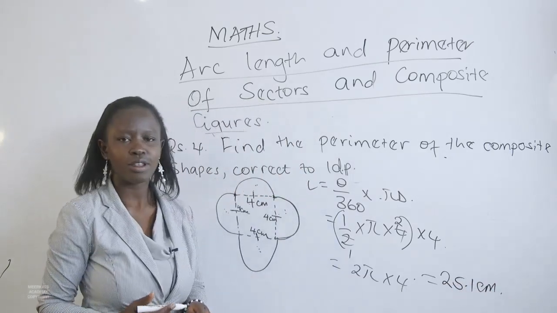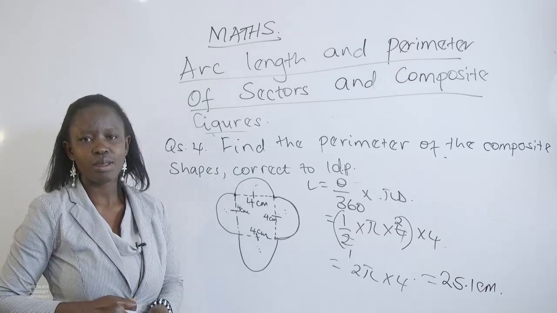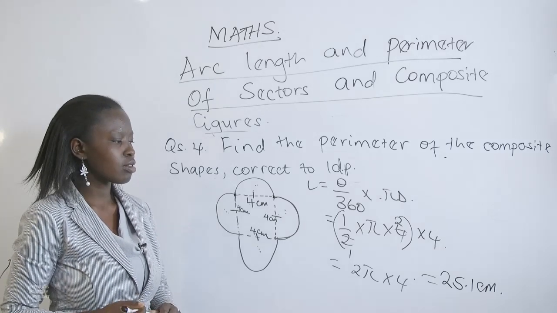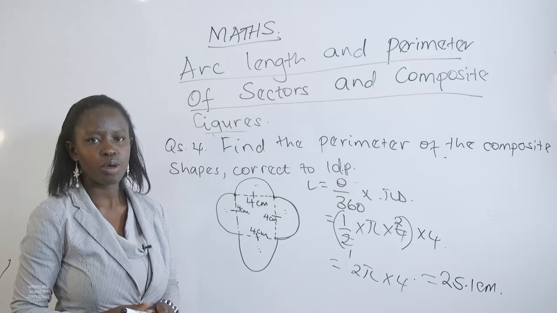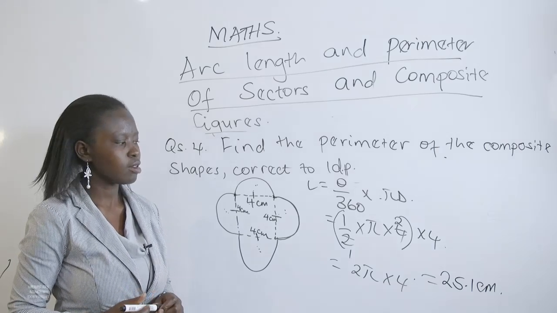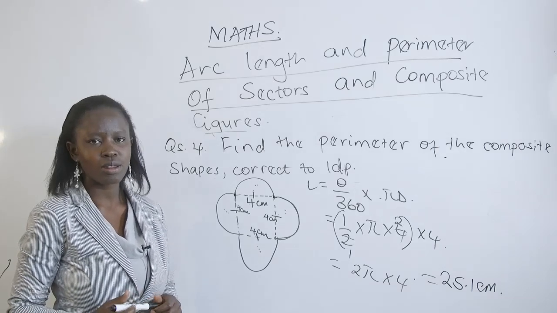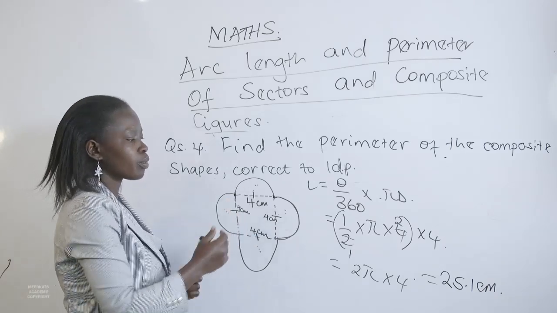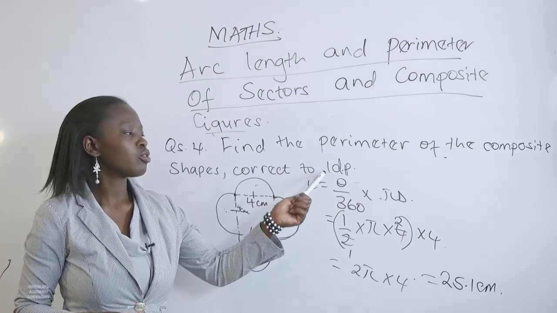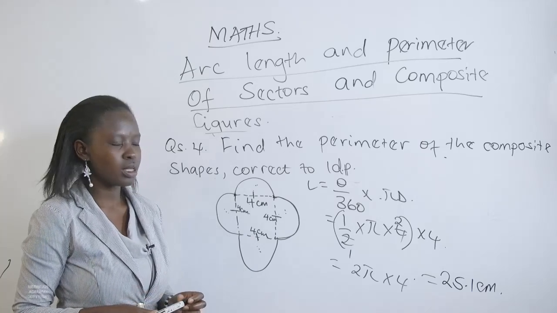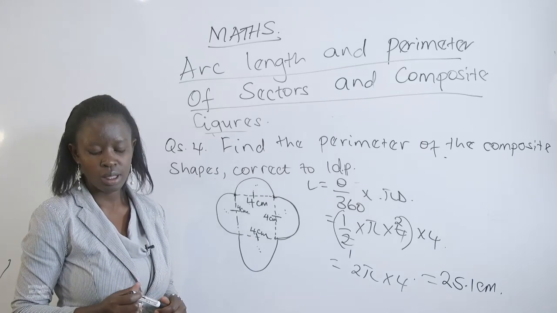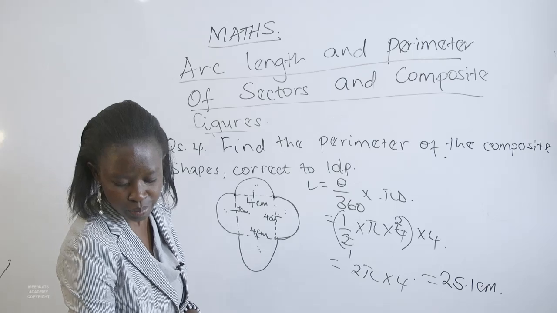We get that 2 pi times 4 gives us 25.1 centimeters. So that means that the perimeter of this given figure to one decimal place will be 25.1 centimeters.